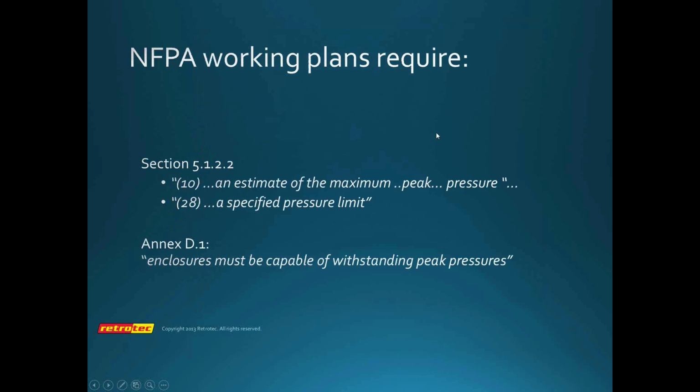So as far as the NFPA working plans, section 5.1.2.2, number 10 requires an estimate of the maximum peak pressure, and number 28 requires a specified pressure limit that we've talked about already, and Annex D1 also says the enclosure must be capable of withstanding peak pressure. So there's a number of places in the new version of the standard that requires some form of peak pressure evaluation, and if the enclosure can't withstand the peak pressure, then obviously you have to do something about it, which is to install pressure relief vents in many cases.